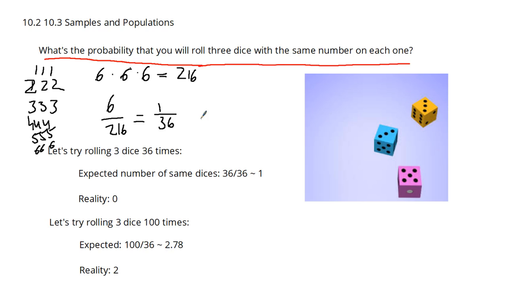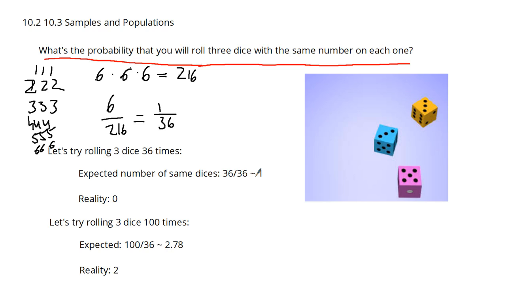But whenever you actually test it out, right? I ran some simulations right here, and I tried rolling 3 dice 36 times. I'm expected to get 1 roll out of the 36 with 3 of the same number, but I got 0. So the accuracy of this is not that accurate, right? But that's because we were rolling only 36 times. If we were rolling way more than 36 times, we might have gotten 1, 2, or maybe even more.